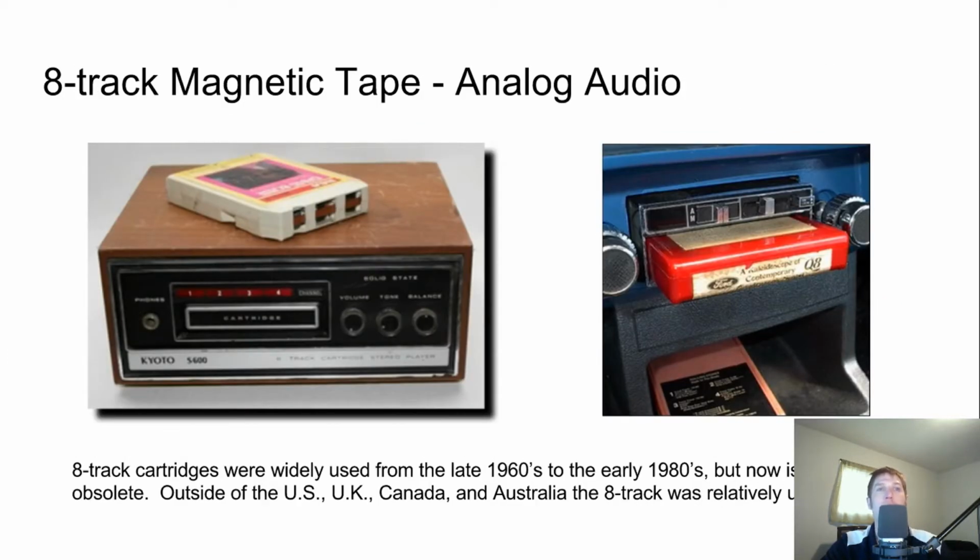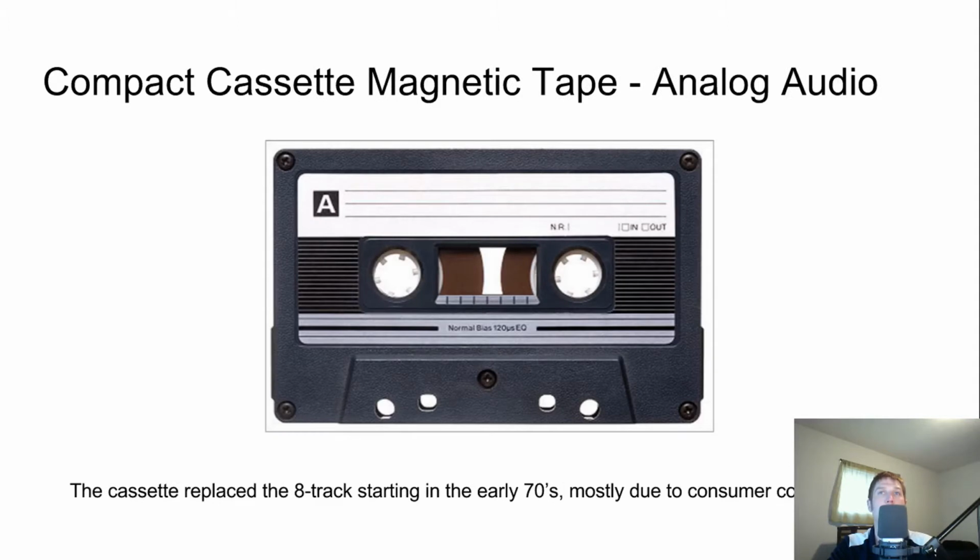Next, the 8-track magnetic tape. The 8-track became popular in the late 60s. For the first time, you could play music inside of a car other than a radio. The compact cassette is also a magnetic tape, just like the 8-track. However, the cassette replaced the 8-track, mostly due to convenience. The sound quality is not any better.